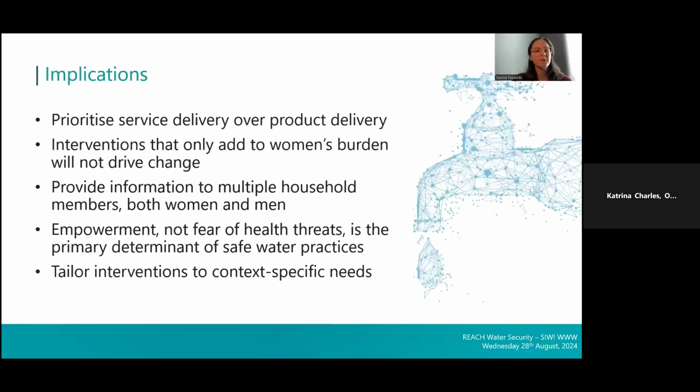So some of the takeaways from this, firstly, the findings support prioritizing service delivery over product delivery, which I think is a good thing, as it seems to be that this is the direction the sector is moving in for many good reasons. The findings dissuade interventions that focus only on improving or providing information and not on addressing difficult trade-offs. These kind of interventions can heighten threat awareness, but if they're only adding to women's burden, they're unlikely to create improvement in water safety and instead can just lead to more defensiveness around water safety.